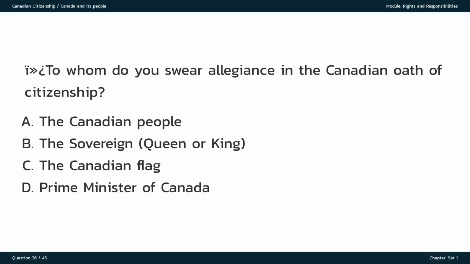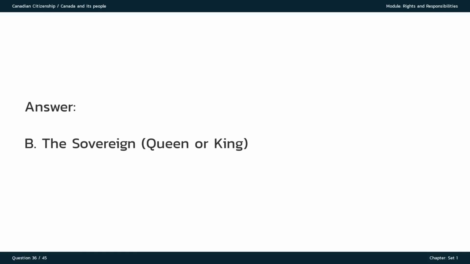To whom do you swear allegiance in the Canadian Oath of Citizenship? A. The Canadian people. B. The Sovereign, Queen or King. C. The Canadian flag. D. Prime Minister of Canada. The answer is B. The Sovereign, Queen or King.